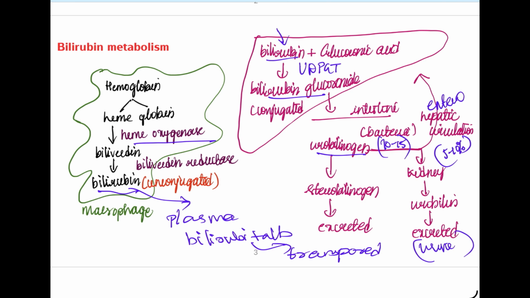This bilirubin glucuronide is secreted into the intestine, and with the help of the intestinal bacteria there, it gets converted into urobilinogen. 10 to 15% of urobilinogen from the intestine gets absorbed into the enterohepatic circulation, and from that circulation, 5 to 10% is absorbed into the kidney, where urobilinogen is converted to urobilin and excreted via the urine. Urobilinogen present in the intestine gets oxidized into stercobilinogen and excreted via the feces.